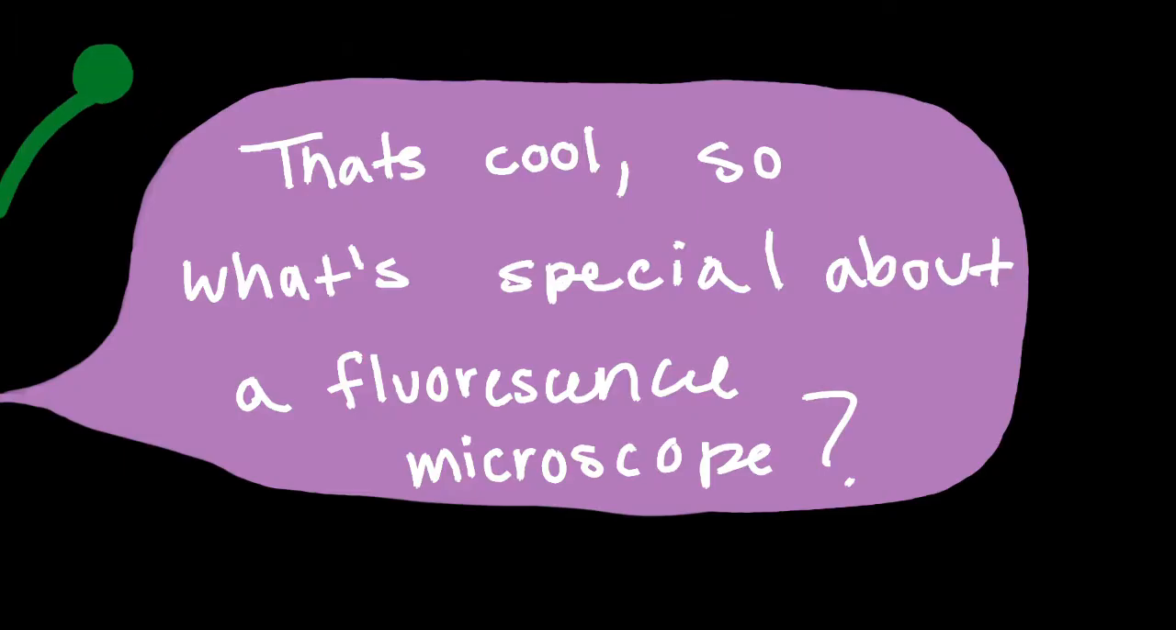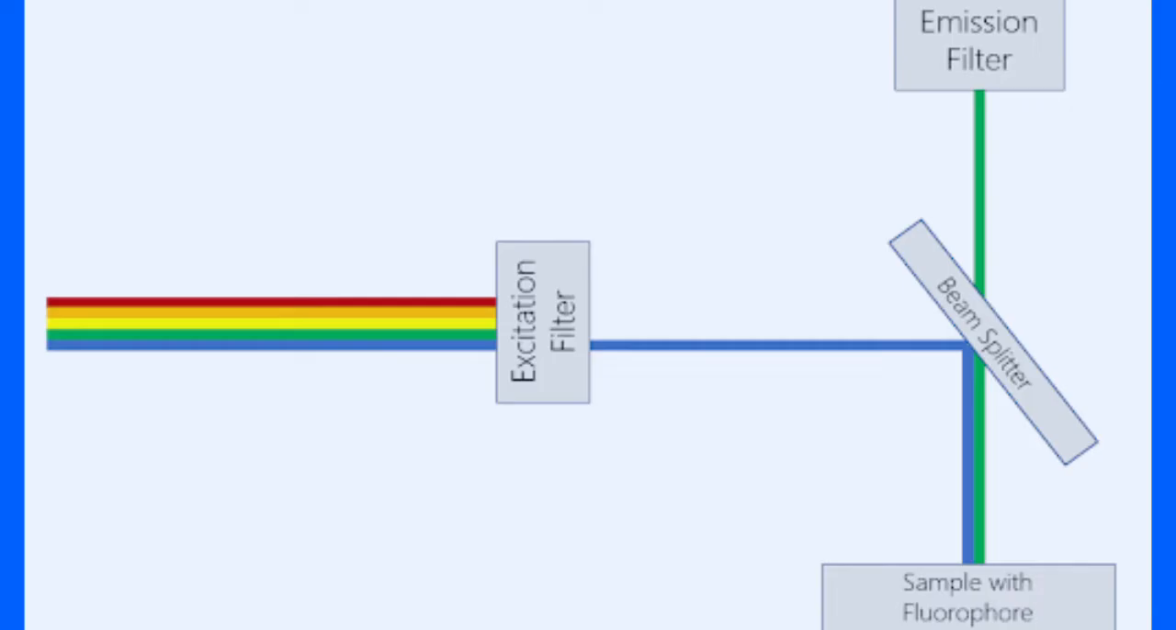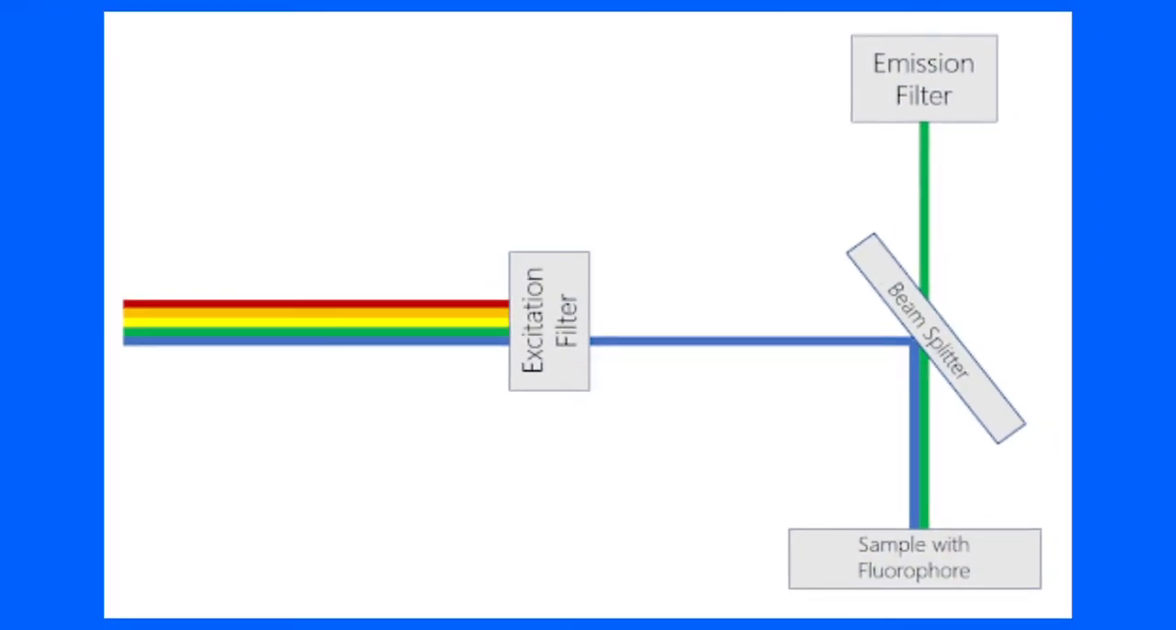That's cool! So what's special about fluorescence microscopes? They have three key components: an excitation filter, a beam splitter, and an emission filter. The excitation filter ensures that the incoming light is monochromatic, or that it has only one energy level. The beam splitter reflects the high energy beam down to the sample, exciting electrons in fluorophores, or fluorescent molecules.